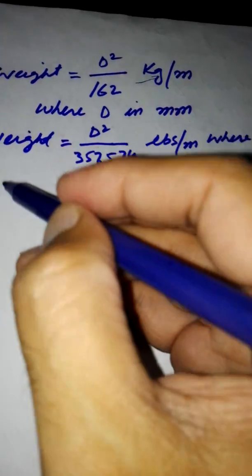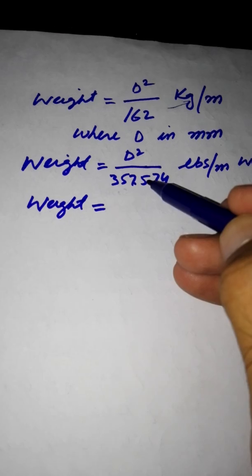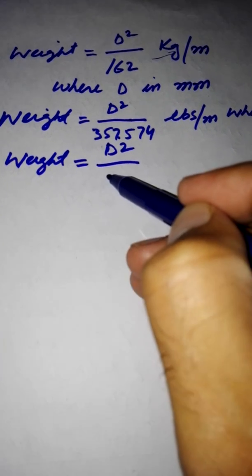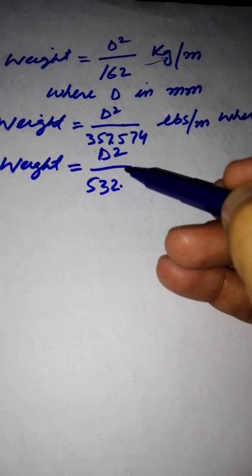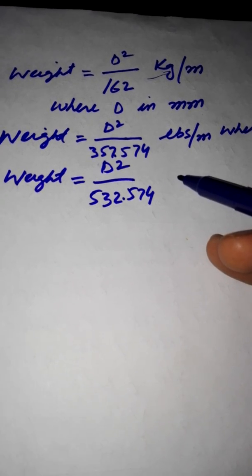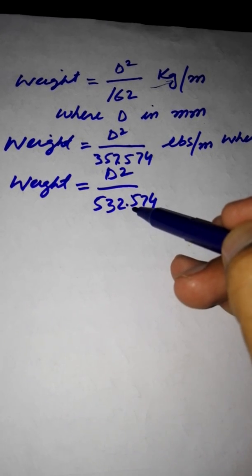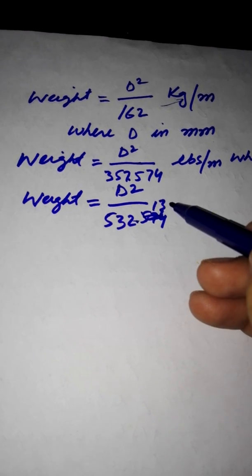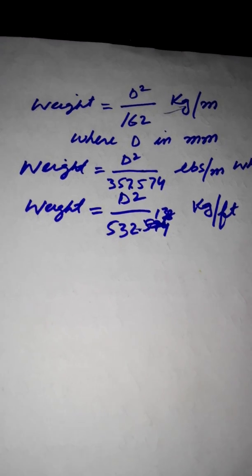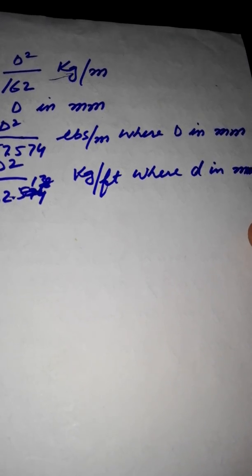The third formula is weight is equal to d square divided by 532.138 kg per feet, again where D is in millimeters.